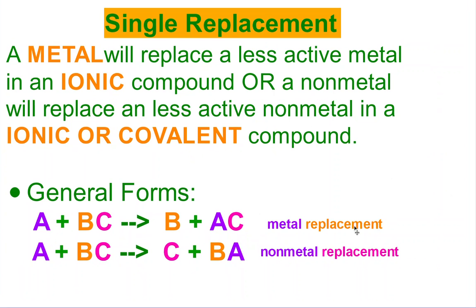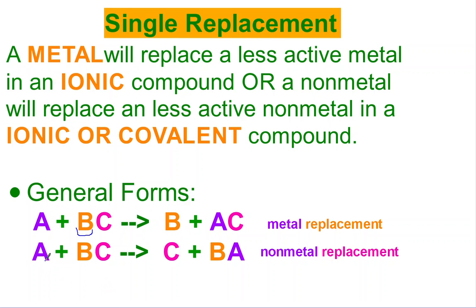All right, so metal replacement, we have here where A is a metal. In the formula BC, B is going to be the metal, because remember in ionic compounds, the metal is always listed first. So A replaces B, that's why B is by itself, and now A is paired with C.